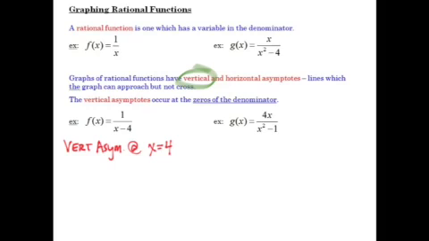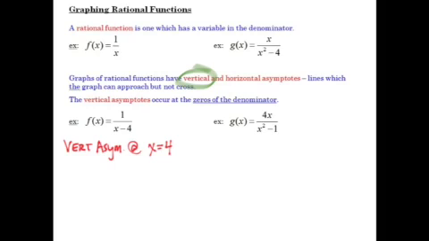And the notes here are a little bit incorrect. They say lines which the graph can approach but not cross. So that's true for vertical asymptotes, but not necessarily for horizontal asymptotes. So vertical asymptotes are where our function is undefined. So in this case, zeros of the denominator. So division by zero is undefined.